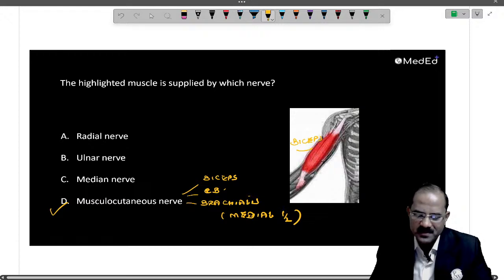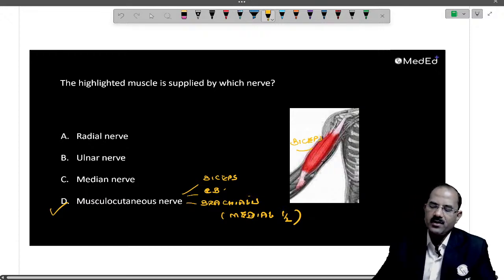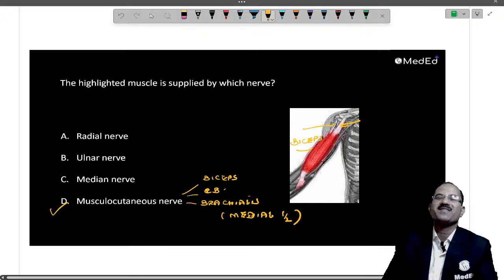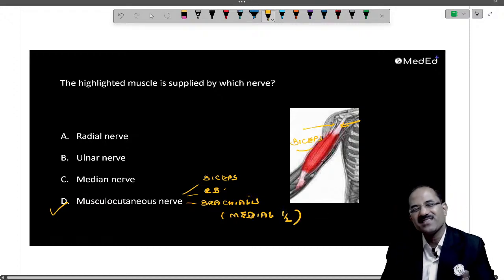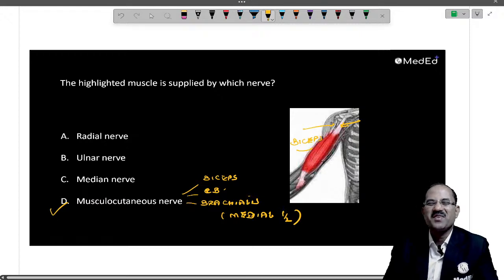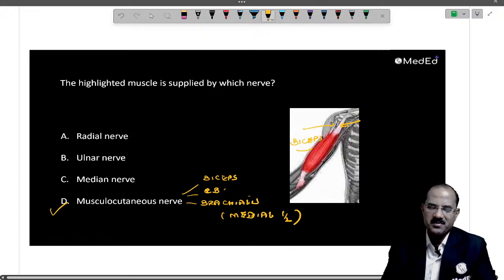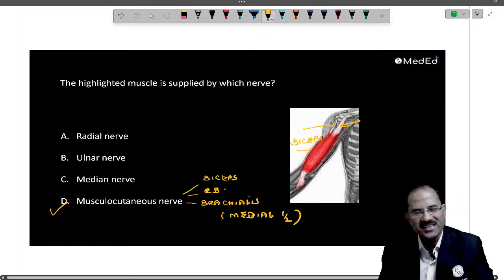Perfect. Clear, students? So that's the biceps brachii. You can see this is the long head of biceps. That's the short head of biceps, which arises from the coracoid process. And the long head of biceps is intracapsular, arises from the supraglenoid tubercle. Perfect. Very nice. Very good.